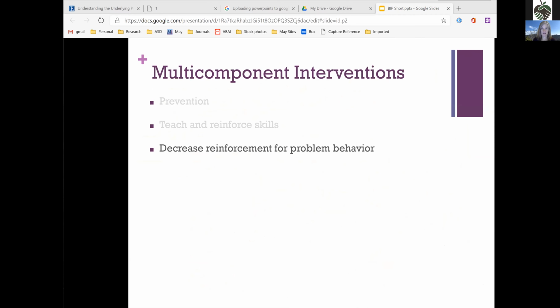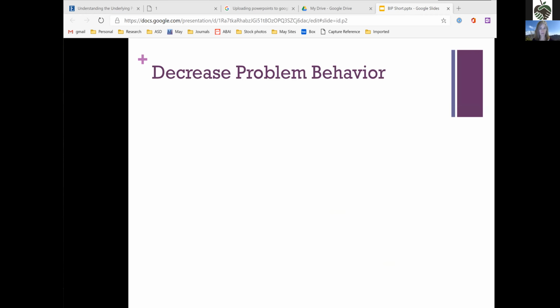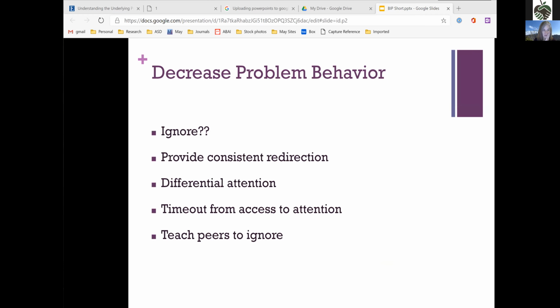The last component of a good support plan is decreasing the reinforcement for a problem behavior. And again, we often like to go here first. We like to think about what's the bad thing, the aversive thing that can happen after the behavior, and how do I make it not pay off anymore? The problem is that it is super difficult to do this part well. So here's some common consequences that we like to do.